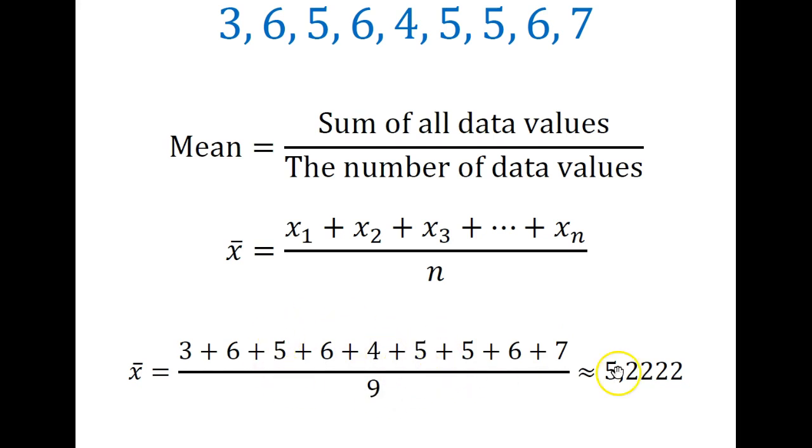And if I calculate this, I'm going to get 5.2222. So the average or the mean of this data set would be 5.2222 and so on.